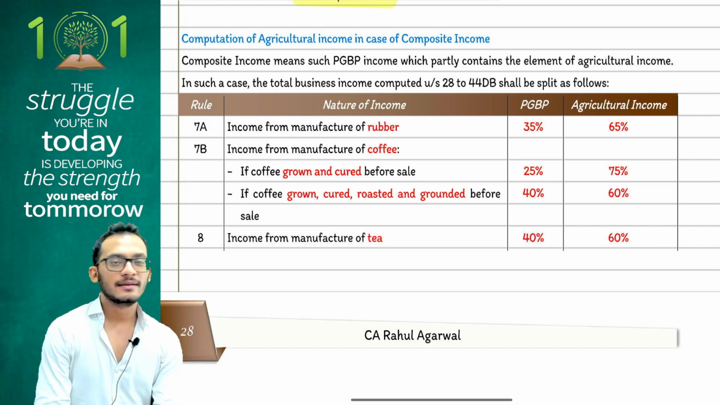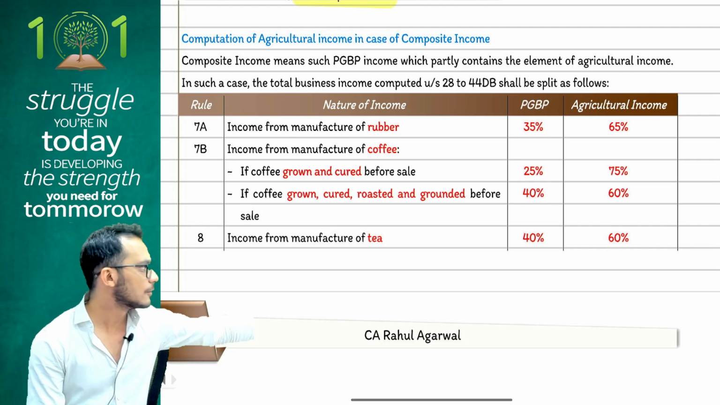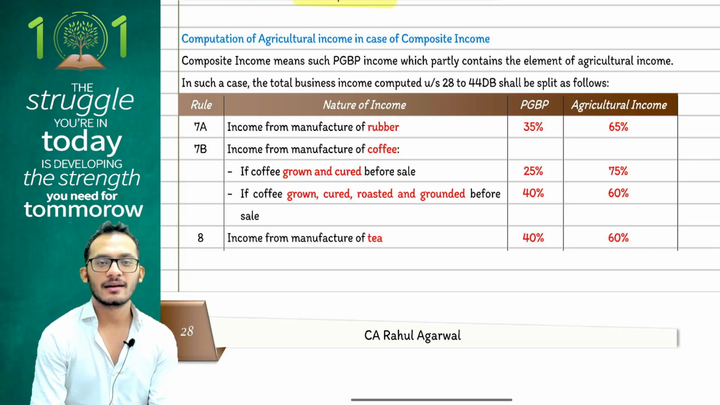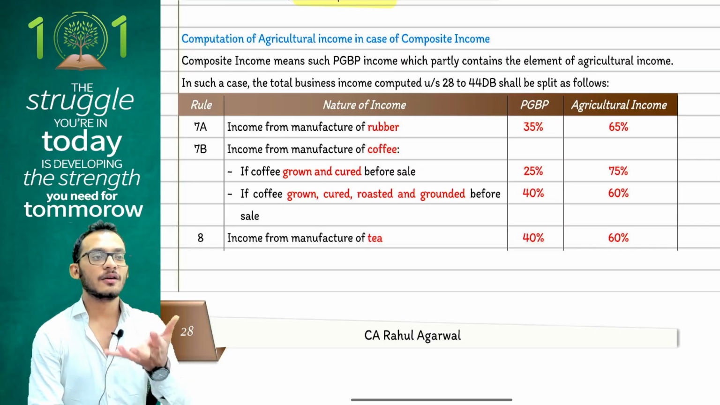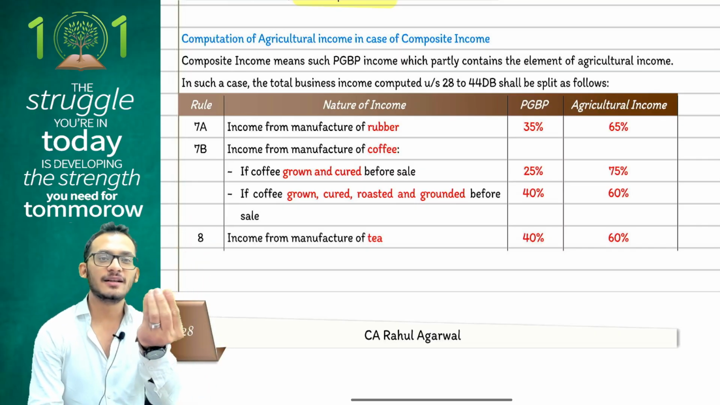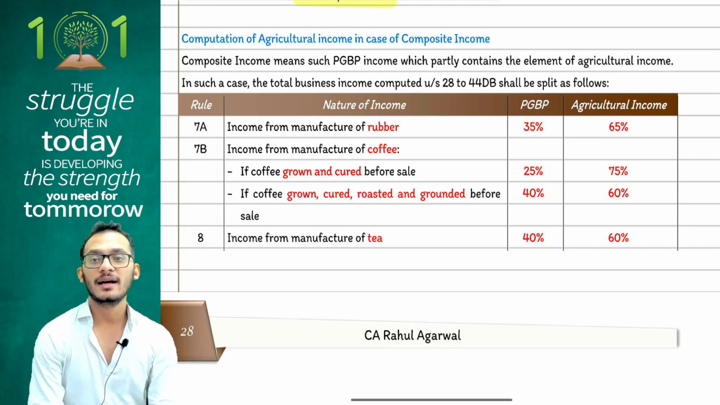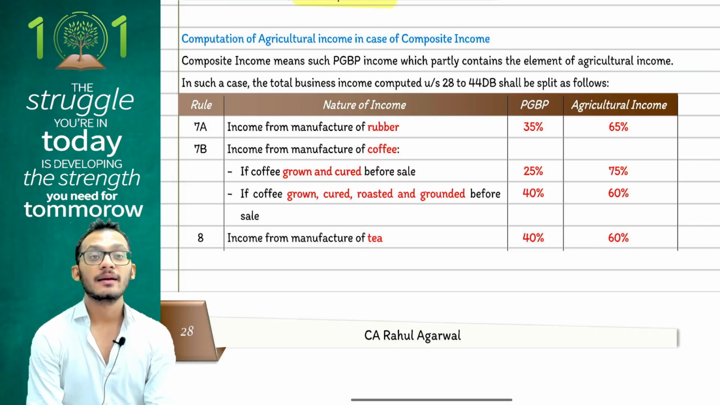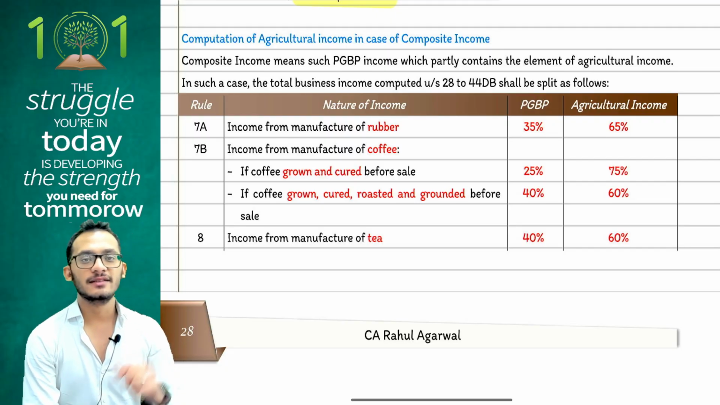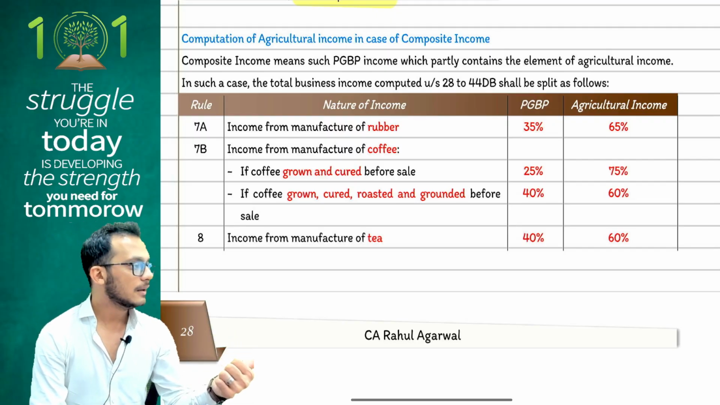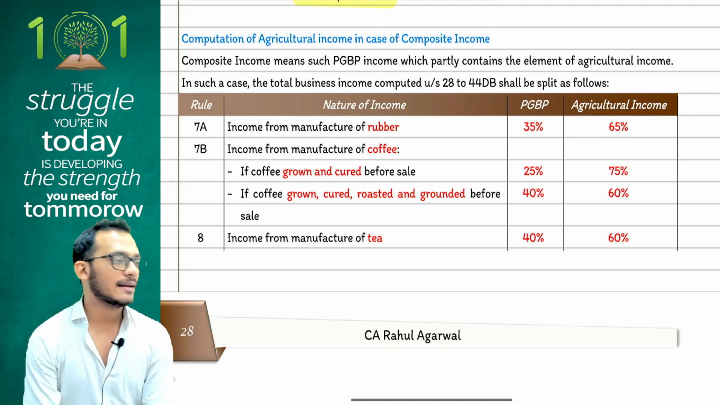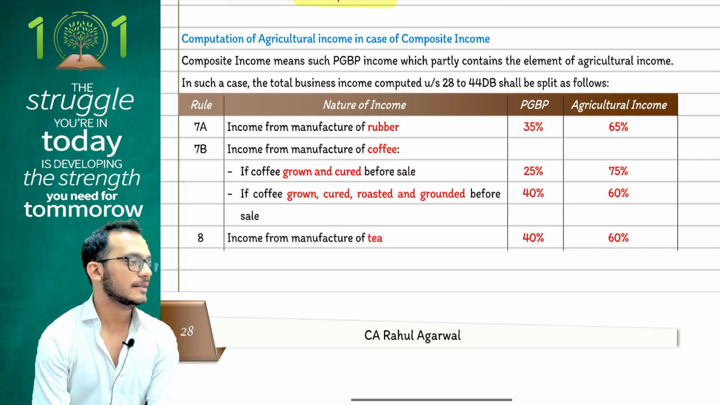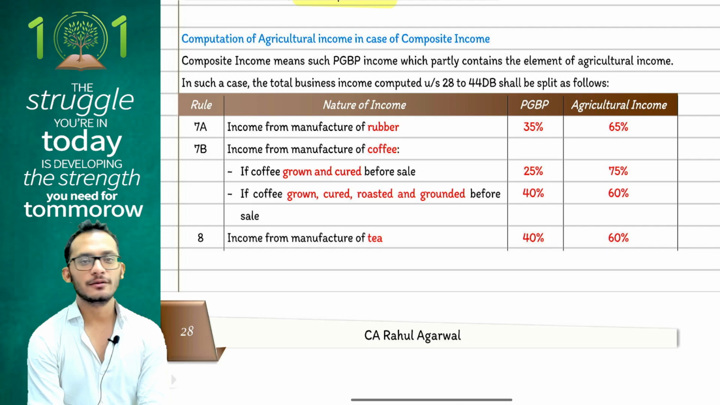I said, no, Rahul, this company is doing a little bit more. They will first grow, then cure, then roast, and then grind, just to make that filter coffee. In that case, are you now doing additional exempt activities or taxable activities? Additional taxable activities, which are roasting and grinding. Income tax immediately says the split will become 40 and 60. 40 goes for PGBP, 60 goes for agri income.